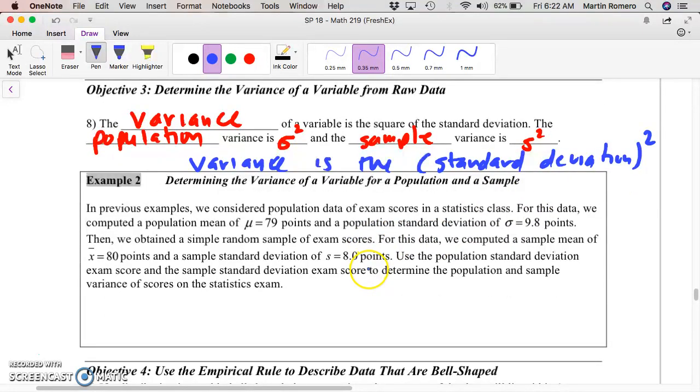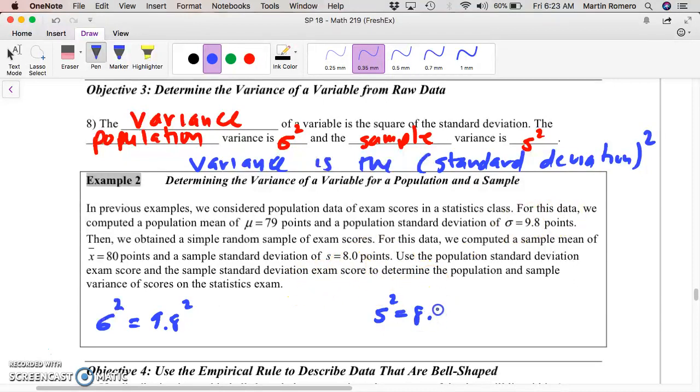And so then what we have here is determining the variance. So it's real simple here. In previous examples, we considered the population. For this data, we computed the mean and the population standard deviation of 9.8. We then obtained a simple random sample, and we got these values, 80. And so we have the population, then we did a sample. Use the population standard deviation and sample standard deviation to determine the population variance. It's just the population variance: you square the population standard deviation. There's my sigma there. And so that would just be 9.8 squared. And then for the sample variance, you would just take that other value.